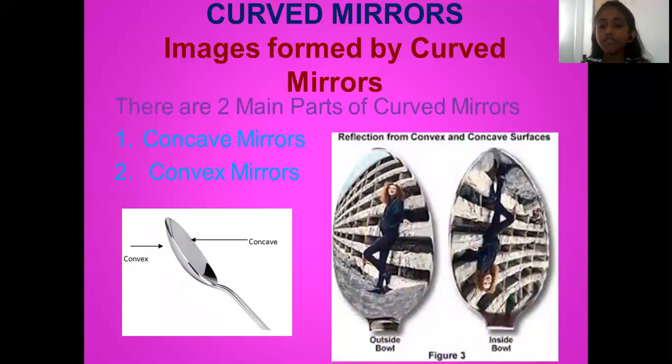Here is the reflection from convex and concave surfaces. Outside the bowl, we can see our real image. And inside the curved part, the concave part, we can see it upside down. So the images are different from each and every mirror.